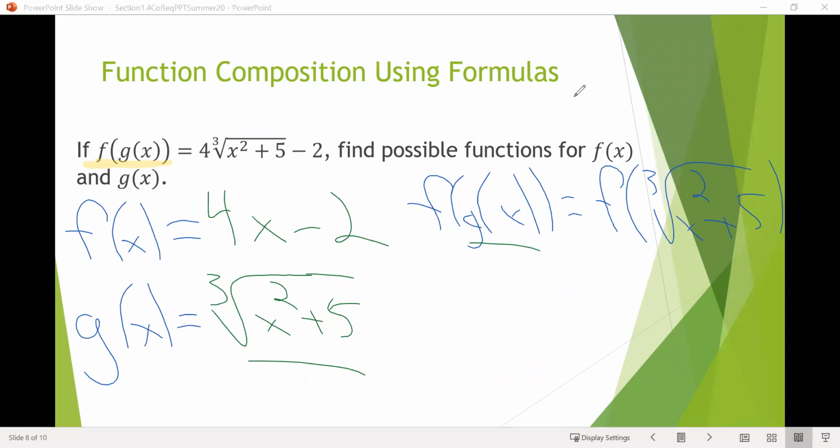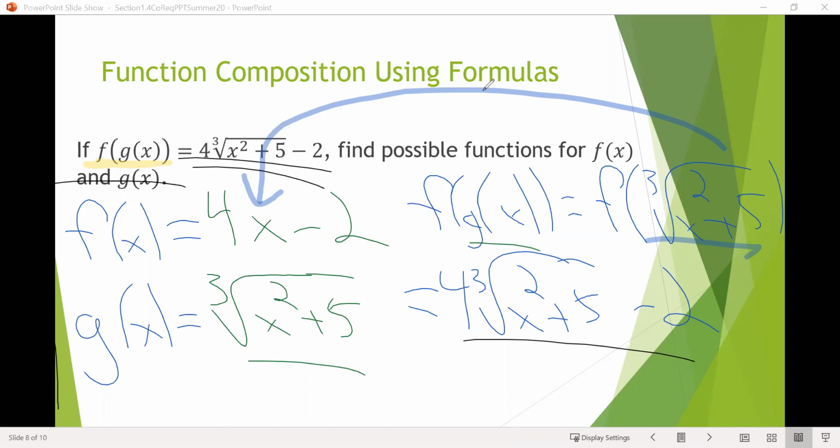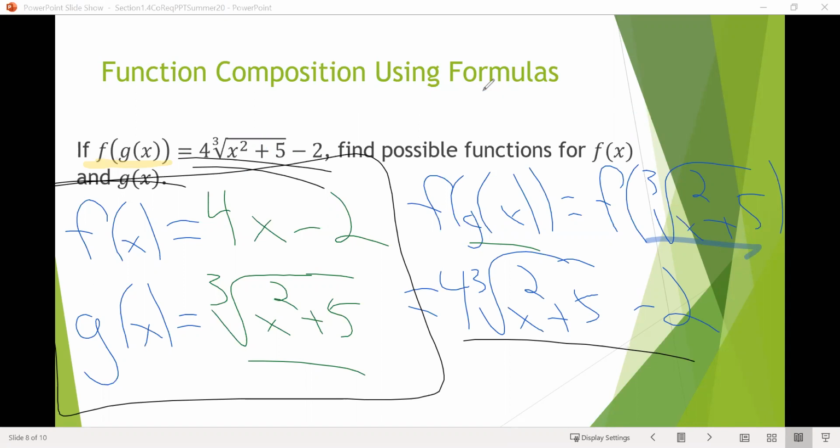We can then take the cubed root of x plus 5 here and plug that in for the value of x. When we do that, we're going to get 4 times cubed root of x squared plus 5 minus 2, which notice again is exactly what we started with up above. So this pair also works. What that tells us is that in this case there were multiple correct answers. There was no one specific answer that was better or more correct than another one.